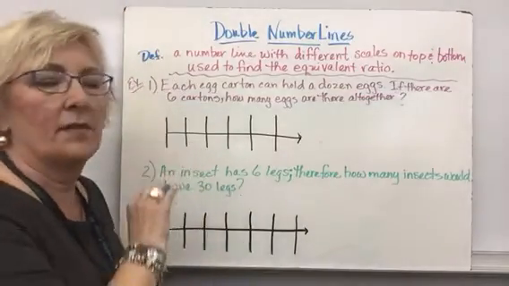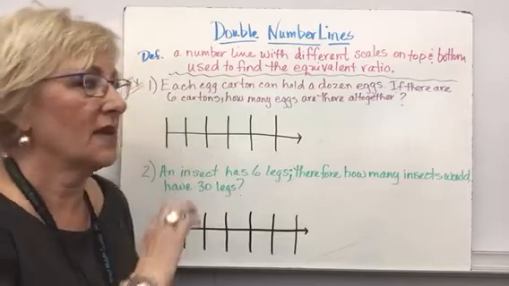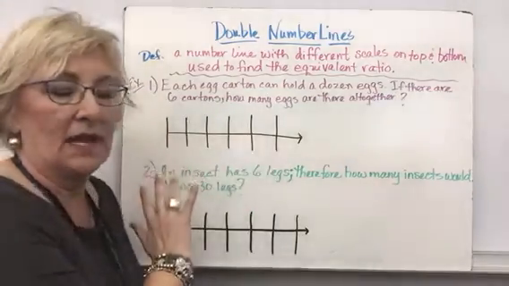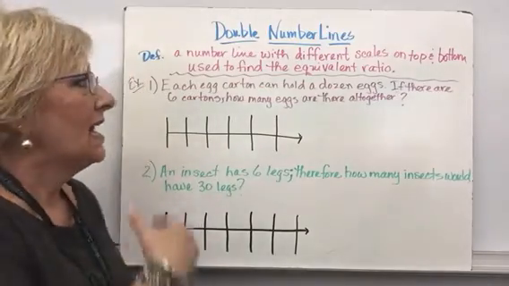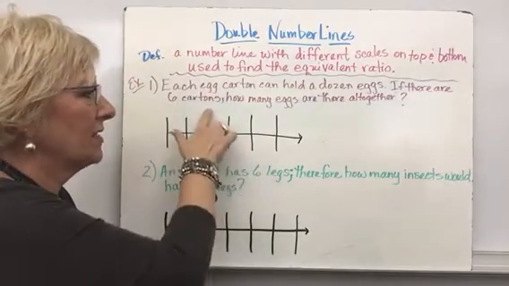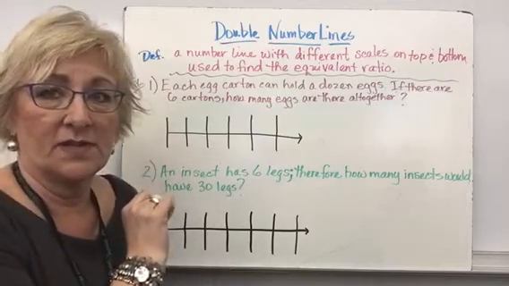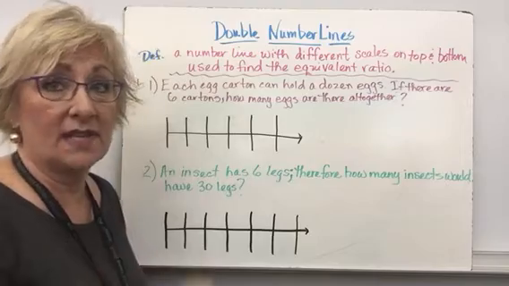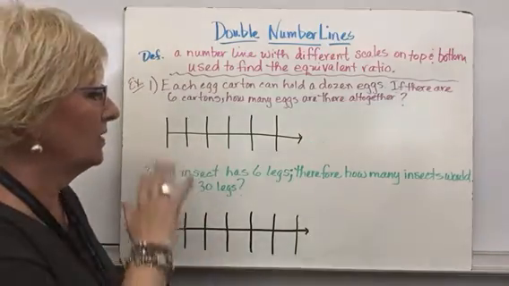Hi, we're going to be talking about another way that we can look at ratios and put them on a double number line in order to show us how they will be equivalent. A double number line is nothing more than a number line that has a different scale on the top from the bottom, and it's used to find equivalent ratios. This is just another way of using a graphic organizer, just like the tape diagram that we used, to show us what is equal in ratios.